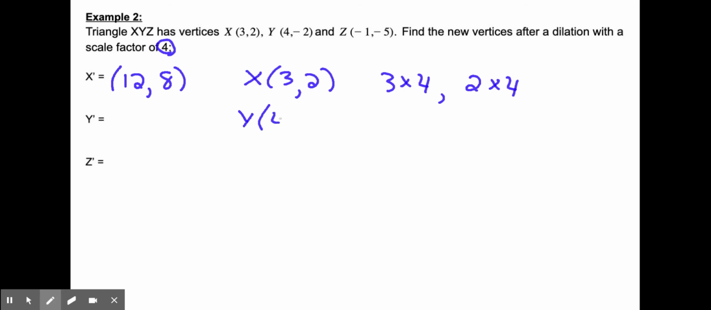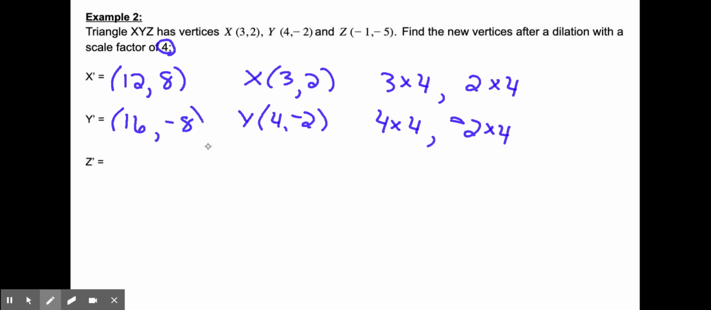Y has coordinates (4, -2). I'm going to multiply both of those by 4. 4 times 4 and negative 2 times 4. So 4 times 4 is 16. Negative 2 times 4 is negative 8. Whatever the scale factor is, that's what you multiply by.